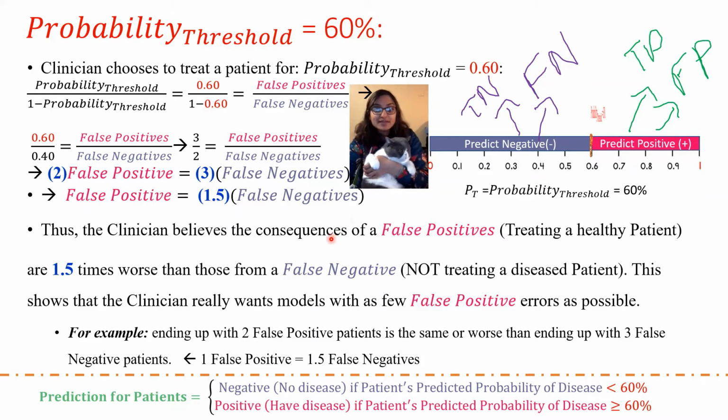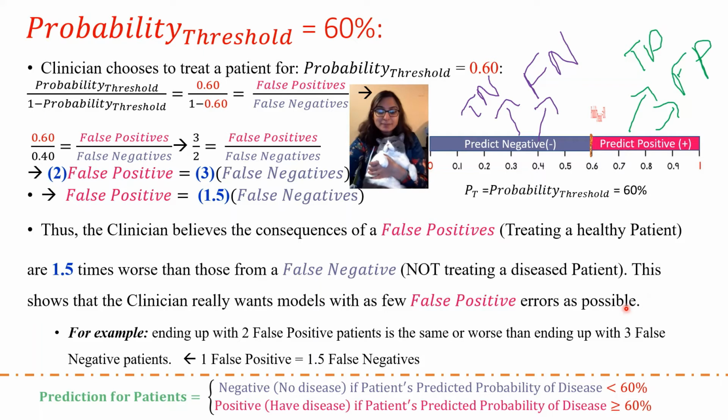So the clinician, based on this, believes that the consequences of a false positive, treating a healthy patient, are 1.5 times worse than those from a false negative, not treating a diseased patient. So this shows that the clinician really wants models with as few false positive errors as possible.